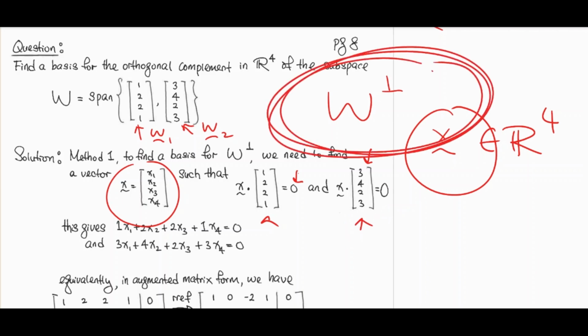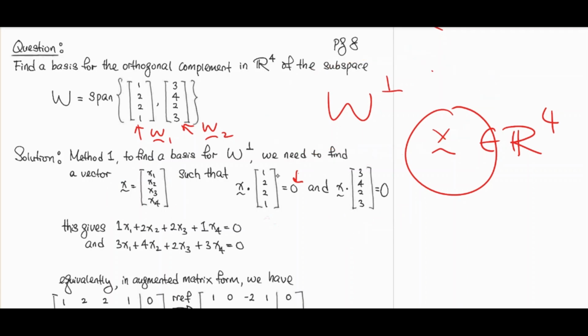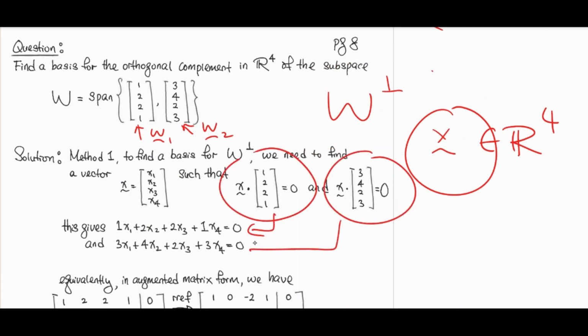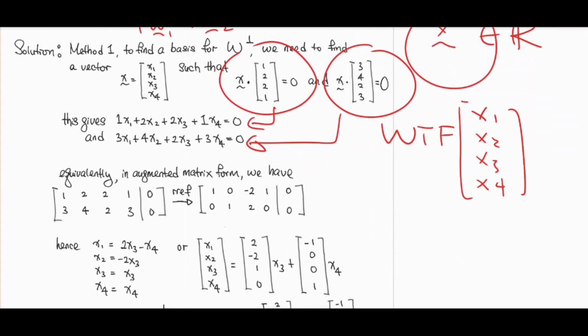We can use this theorem. So let's write it down. This first dot product gives you this equation, and this second dot product gives you this equation. So what do we want to find? We want to find all the components x1, x2, x3, x4, because this will give you the vector x. All right, so let's do that.